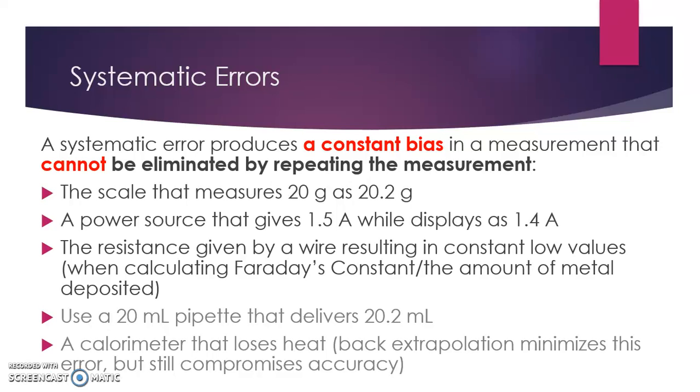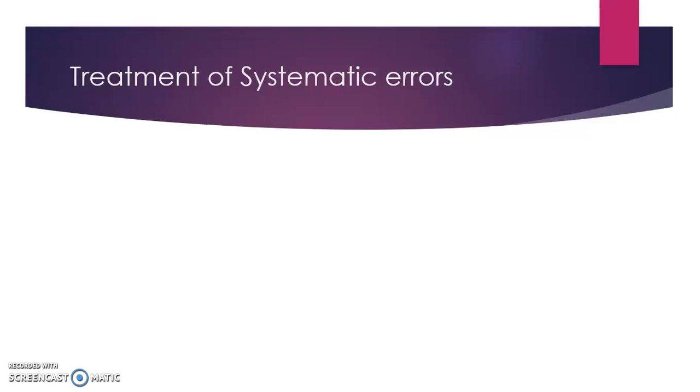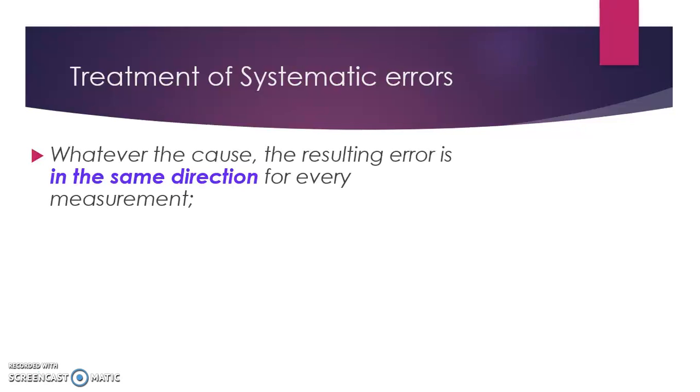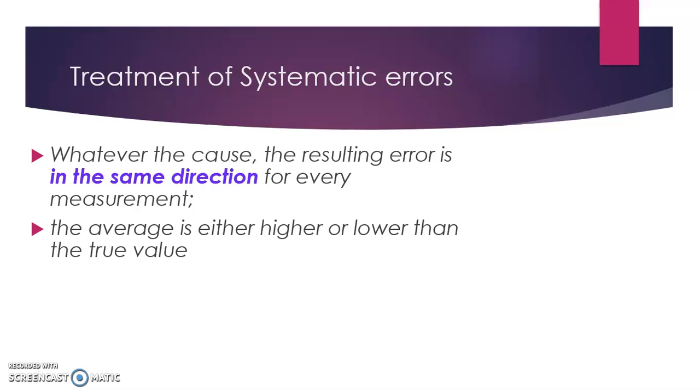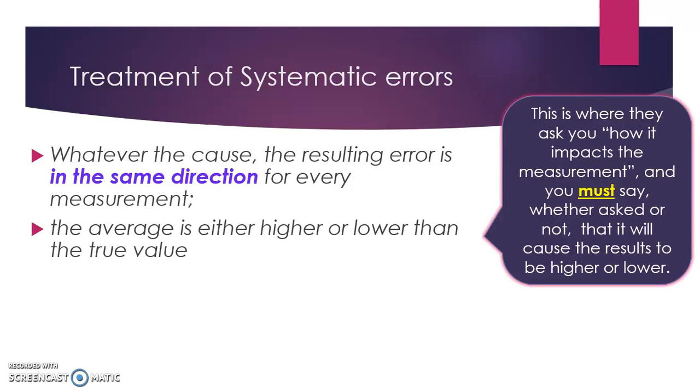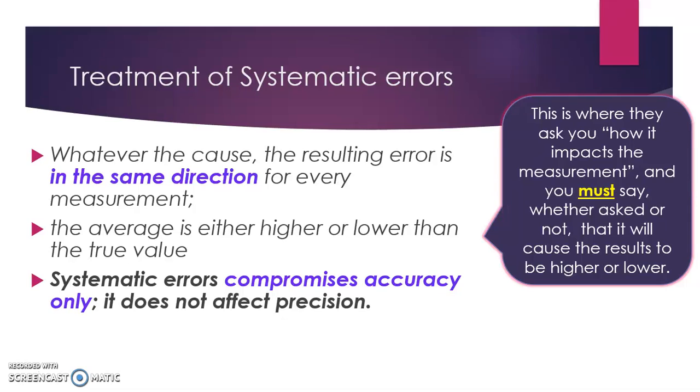They cannot be avoided. So how do we treat systematic errors? Whatever the cause, the resulting error is in the same direction for every measurement. So the average is either higher or lower than the true value. In the exam, when they ask you how it impacts the measurement, whether they ask you or not, you must indicate this systematic error will cause the results to be higher or lower. Systematic errors compromise accuracy, but they will not affect precision because they always skew the results in the same direction.